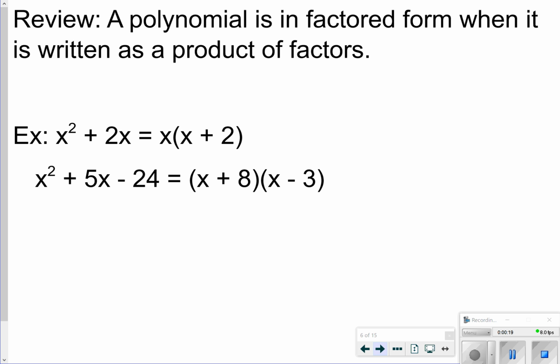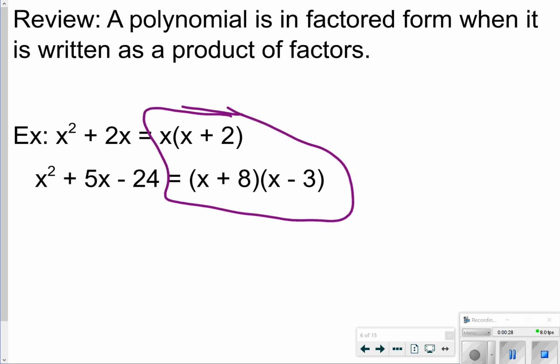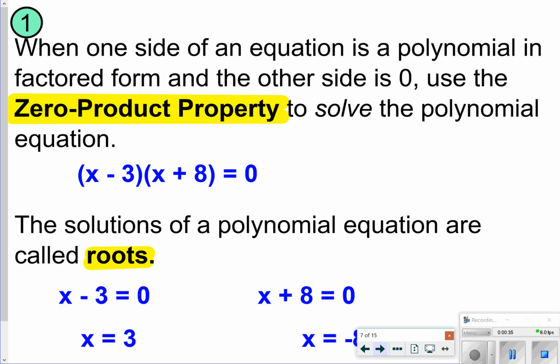Just to review, whenever a polynomial is factored, we can see it written as a product of factors. So this is mainly where we want to be able to start with our problem and then be able to set each individual product equal to 0. Something we're going to do with that is called the zero product property, and that basically looks like this, where you have two binomials that have already been factored, and you set them equal to 0, and then you solve for them. The solutions of those equations are called roots.